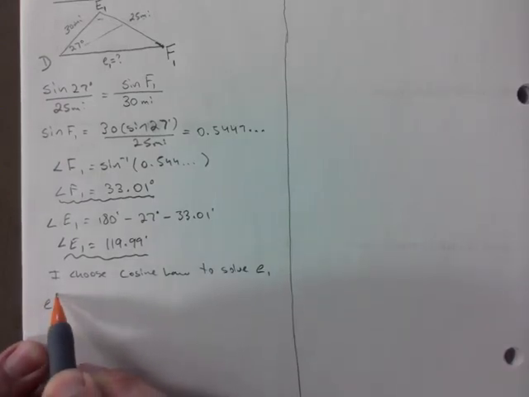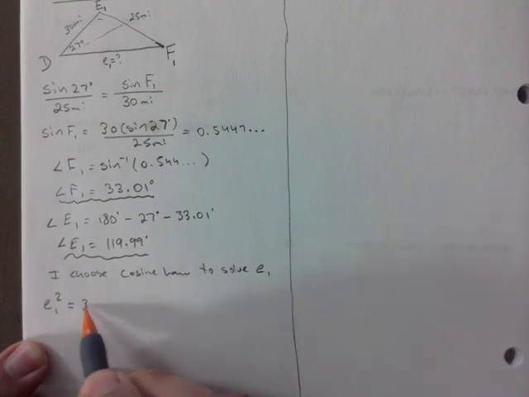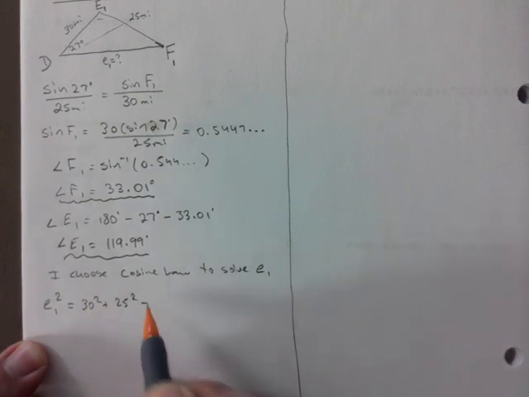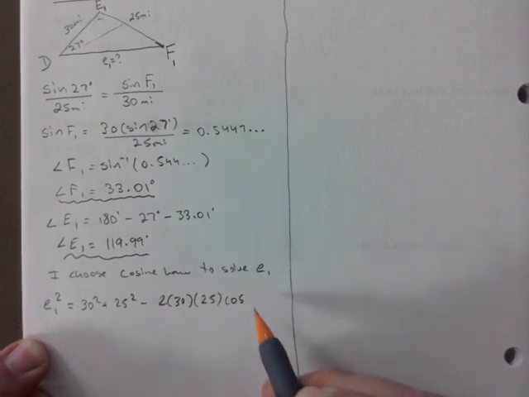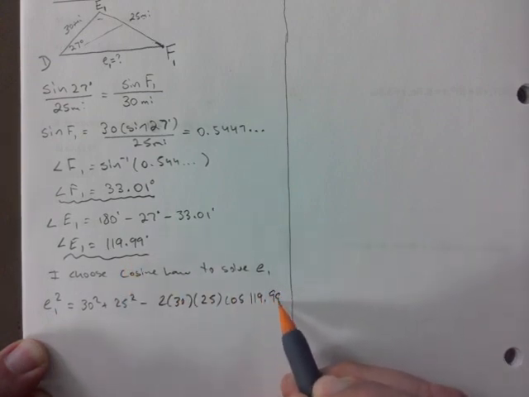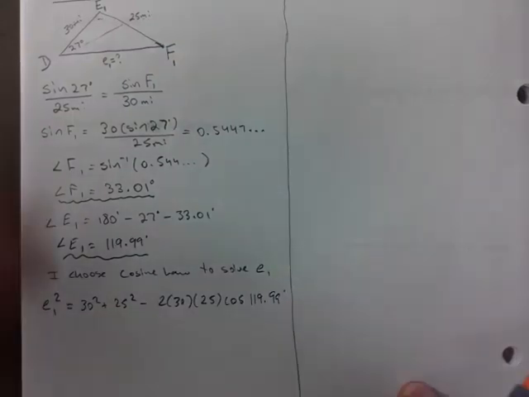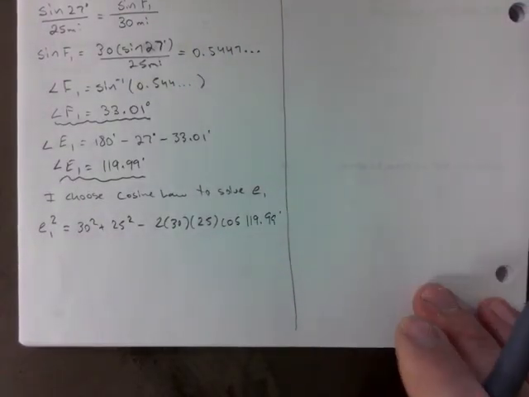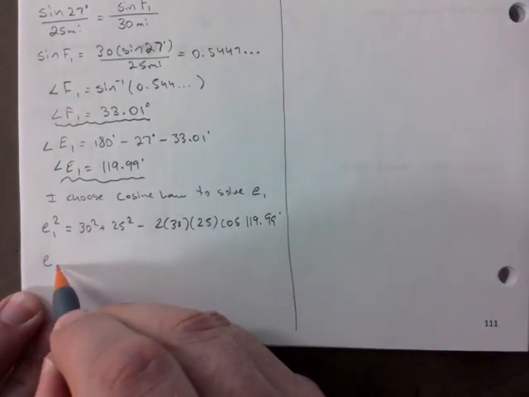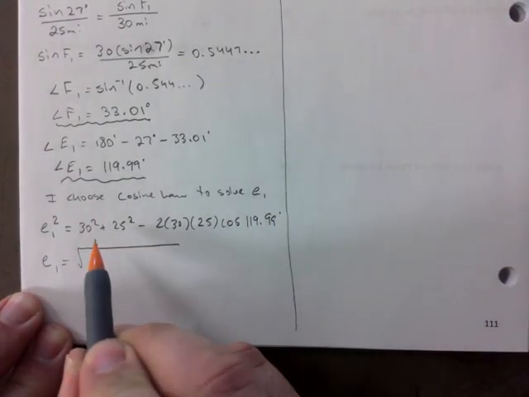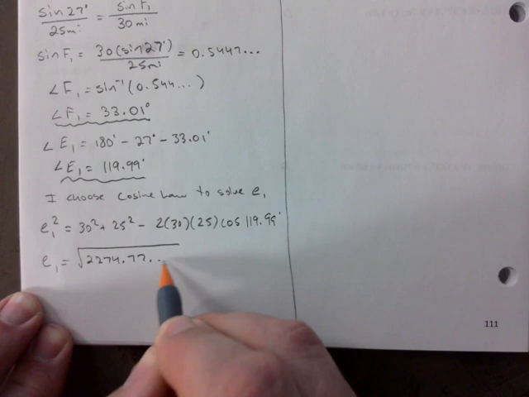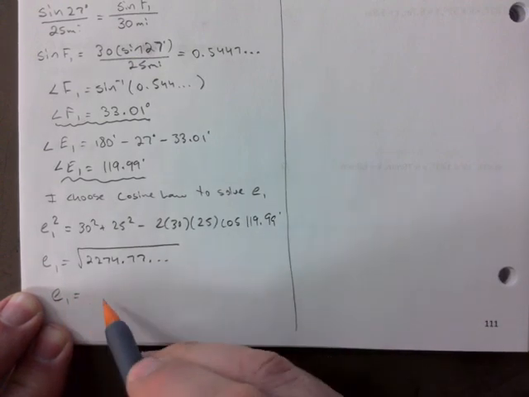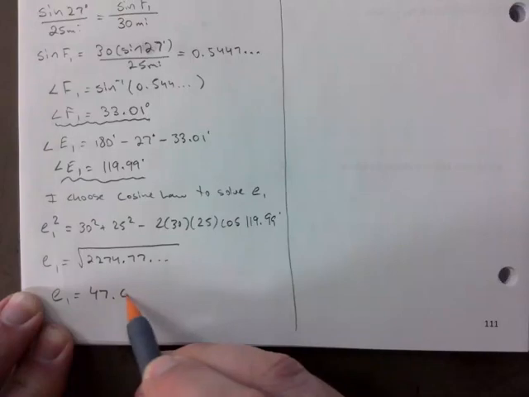So E1 squared is equal to 30 squared plus 25 squared minus 2 times 30 times 25 times cosine of E1. I just found that, 119.99. So E1 is the root of all of this. And if I compute that, this is what I get. So you get 47.69 miles.